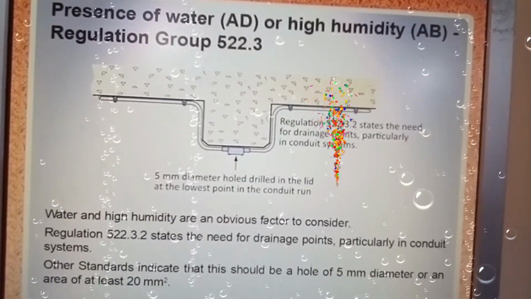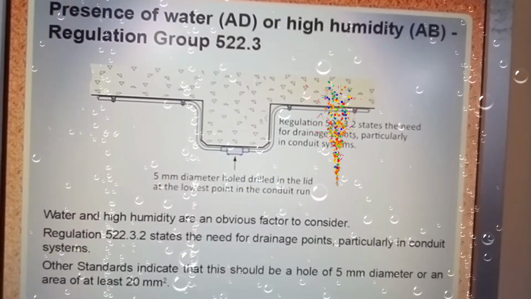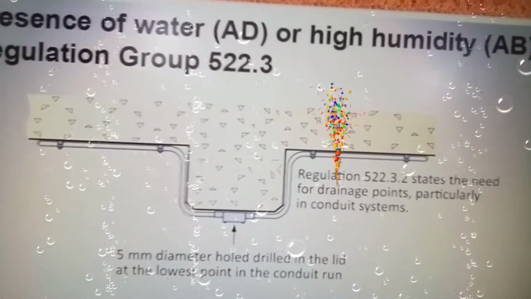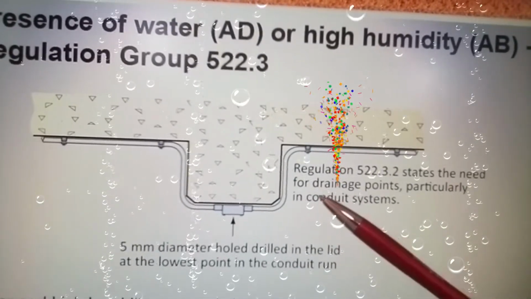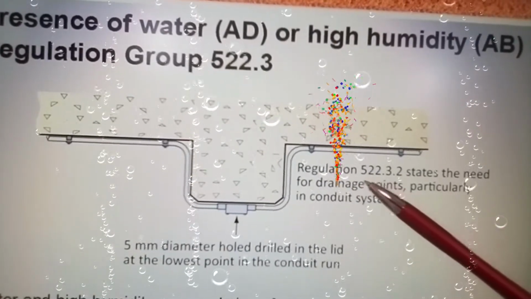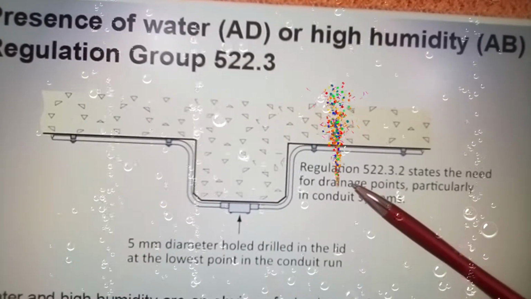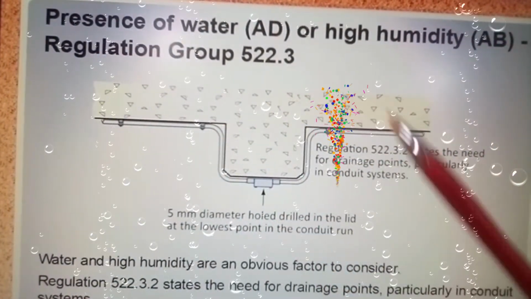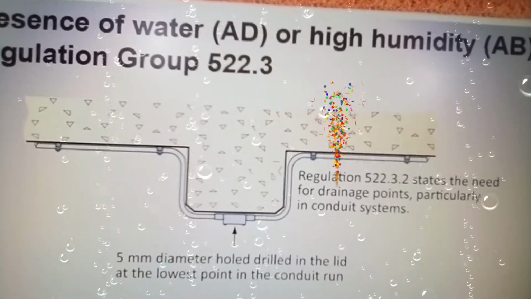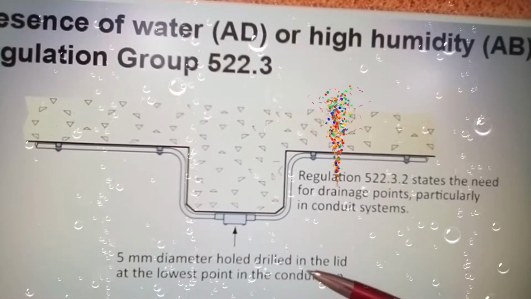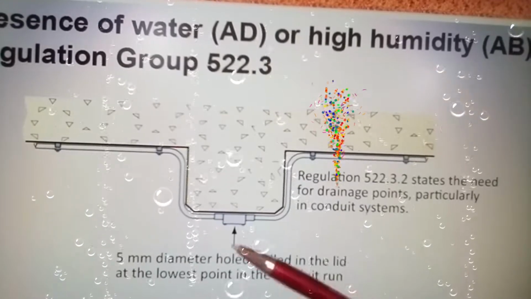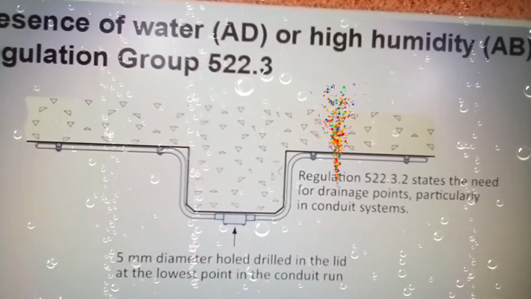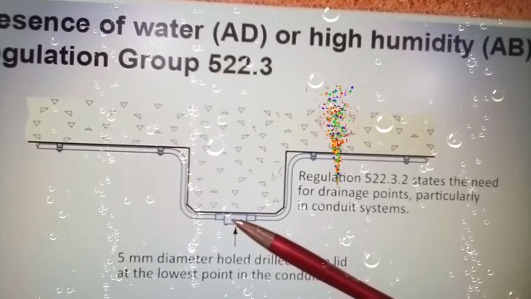And again, presence of water AD or high humidity AB, regulation group 522.3. Now again, here you can see that I'm just going closer to this, make sure we can get this up. Now be aware and make sure that you comply with the regulation as it is. Now this regulation number may have changed in the 18th edition. You will need to check that it has not, and you'll use this point of reference for yourselves to establish that. Now here, a 25mm diameter hole drilled in the lid at the lowest point in the conduit run, roughly, to let any moisture that may occur within the conduit system escape, so it does not cause corrosion or a deteriorating effect on the cables inside.